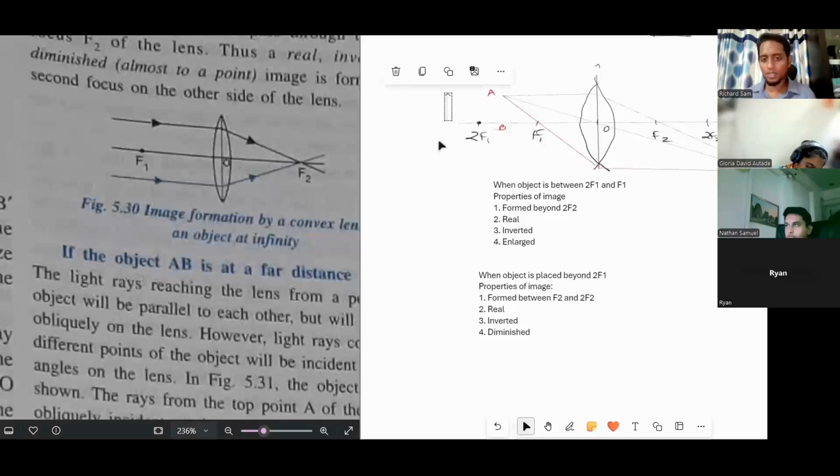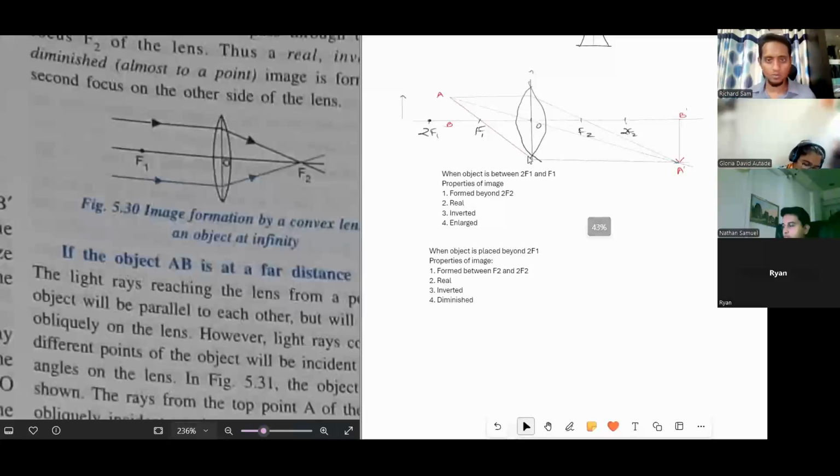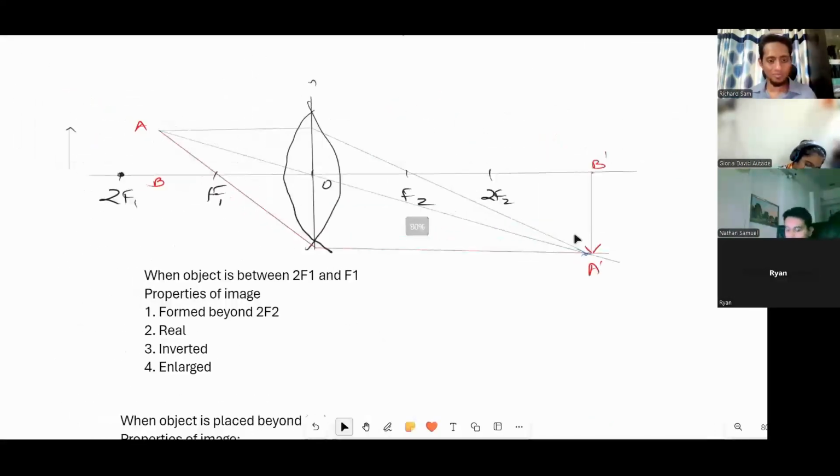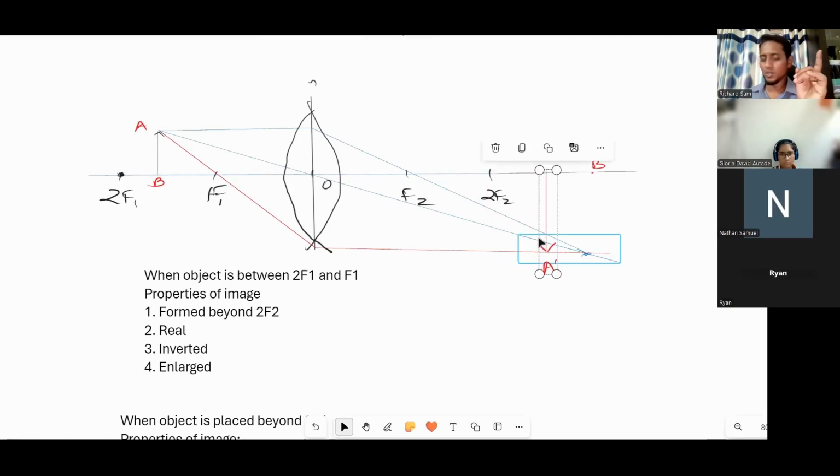Object beyond 2f. So that time, where was the image formed? Between f2 and 2f2. In the third diagram, the object comes a little more closer, to 2f1. And where will the image go now? It will go to 2f2. So if the object is at 2f1, the image will also be at the same distance, 2f2. Now, the next, when the object is here, that's what we drew first, the image goes a little farther away, to beyond 2f2.